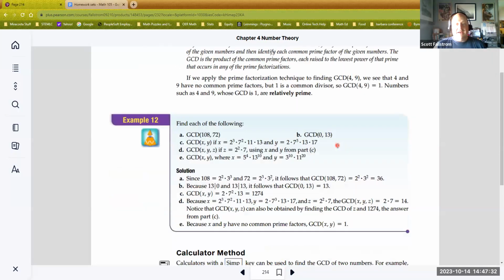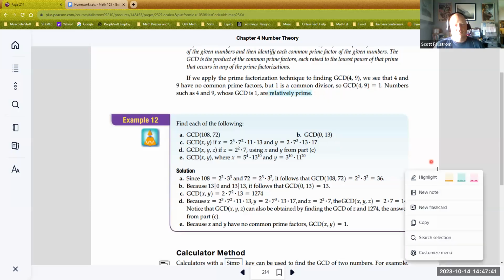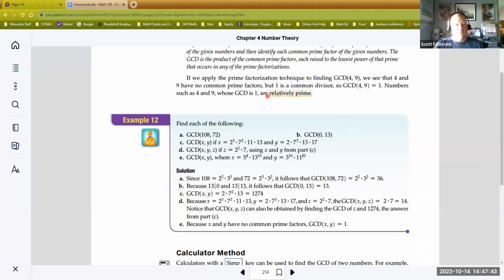Okay. Now, big fact here, new terminology. If two numbers do not have anything in common factor-wise, we call them relatively prime. Okay, so relatively prime, all it's saying is the GCD is 1.